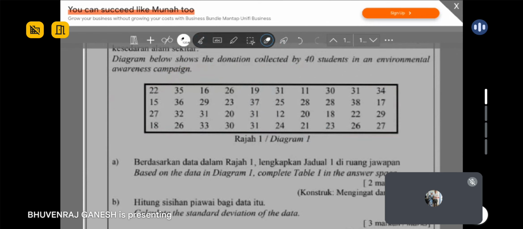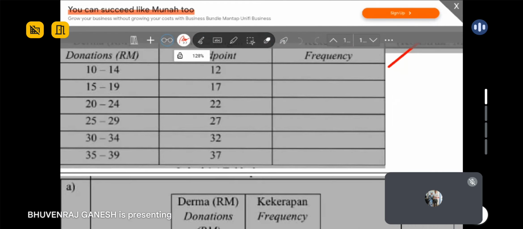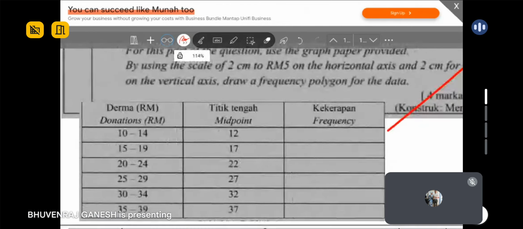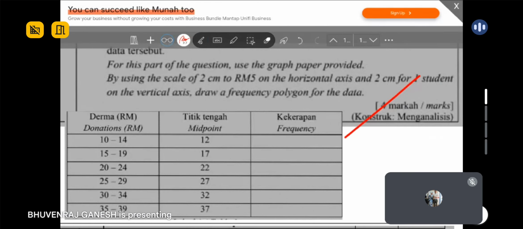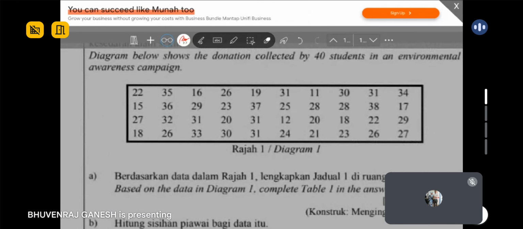Okay, so now let us see the table. So the table is like this. They already give you this in the exam. Mereka bagi yang ni. So it means that you must fill in the frequency. Okay, guys. So very simple. You just need to refer to your data.